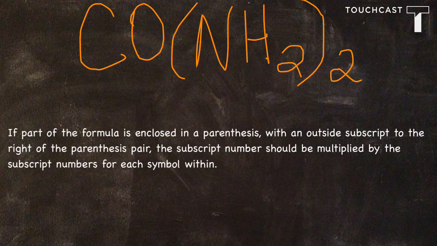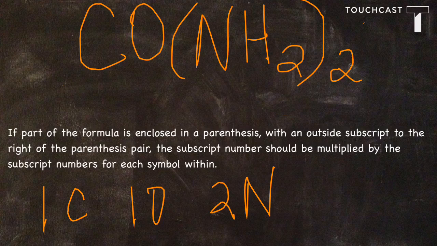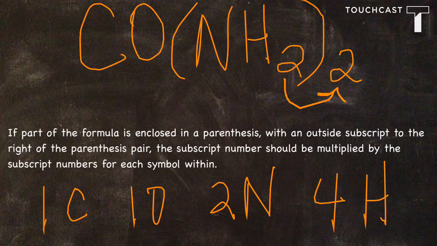If part of the formula is enclosed in parentheses with an outside subscript number to the right of the parentheses pair, the subscript number should be multiplied by the subscript numbers of each symbol within. So in this formula, we have 1 carbon, we have 1 oxygen, we have 2 nitrogen, and we have 4 hydrogen. Because here you multiply these, and that was outside, so that also makes why the nitrogen has 2.